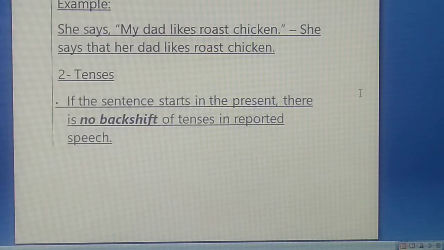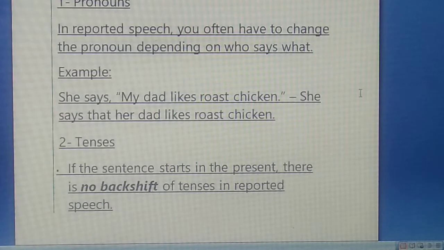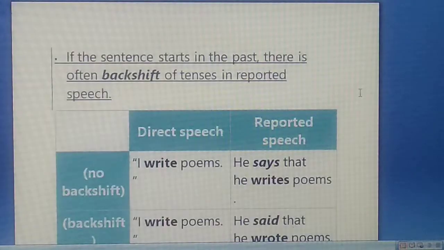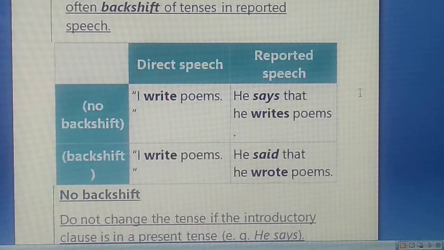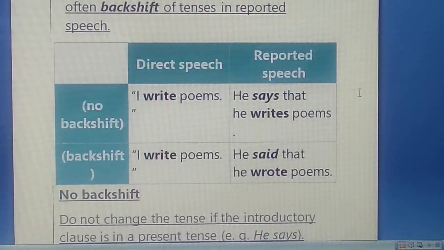Tenses. If the sentence starts in the present, there's no backshift of tenses in reported speech. If the sentence starts in the past, there's often backshift of tenses in reported speech. Here, have a look at this. I write poems. He says that he writes poems. See here, the pronoun is changed from I to he. Write remains the same. The tense remains the same. That is why it says no backshift. Okay. Backshift means there's a change in the tense.